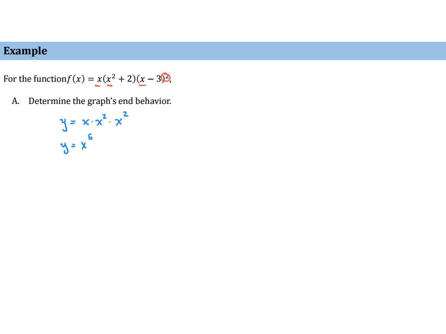So the end behavior is based upon this power function. Since it has an odd degree, we know that we are looking at behavior that looks like this or this. Since our leading coefficient is 1, which is positive, that means we're looking at this one.